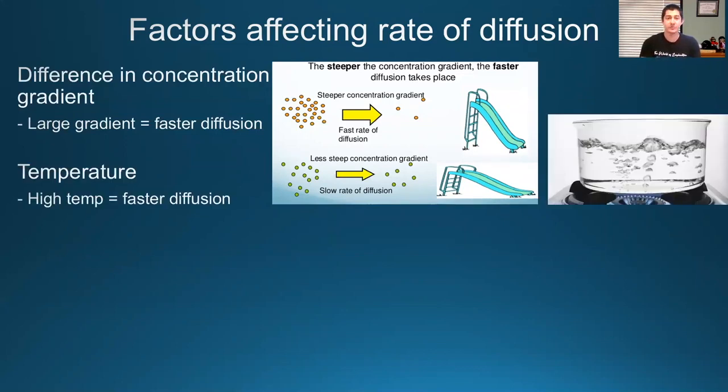Temperature also plays a role. So the more energy that you put in, the more you raise the temperature, you're going to have a faster rate of diffusion. And you can think of boiling a pot of water. As you heat that up, those water molecules are going to start moving around faster. You're going to get more of that random motion, and the solution is going to get mixed up a lot faster.